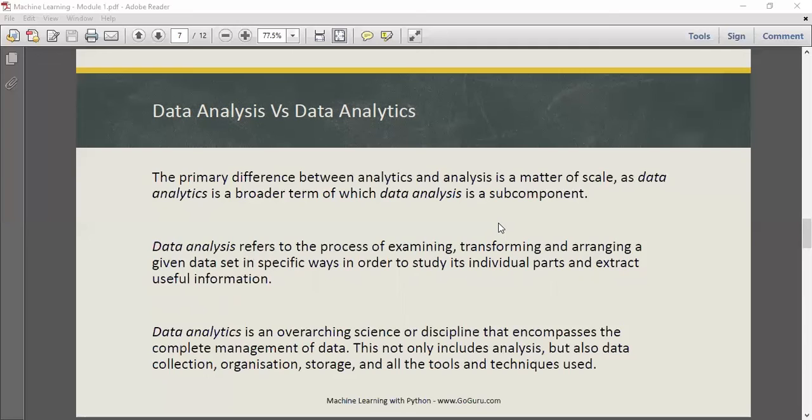But data analytics is a wider field where, in addition to what data analysis does, it also does the task of collecting the data, organizing the data, storage, and the tools that are involved. The tools could be algorithms or other scientific methods or mathematics that could be applied. So combined with all the tools and the organization of data, everything makes what is called data analytics.